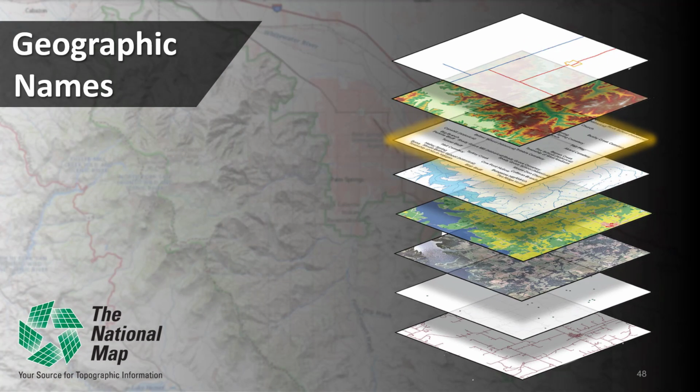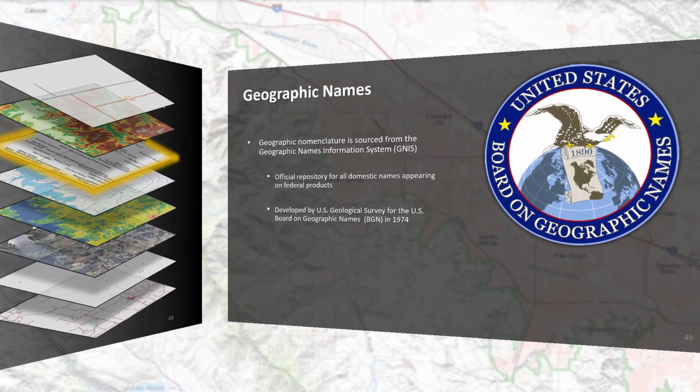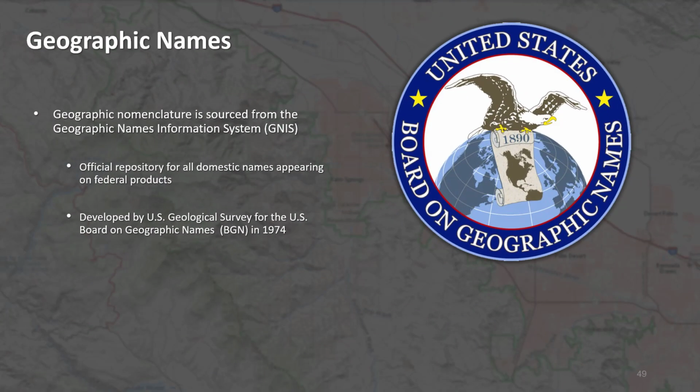Geographic Names. The Geographic Names Information System, or GNIS, is the federal and national standard for geographic nomenclature, as well as the basis for the geographic names component of the national map. GNIS is a designated NGDA dataset under the Cultural Resources theme, and the USGS is its dataset manager.